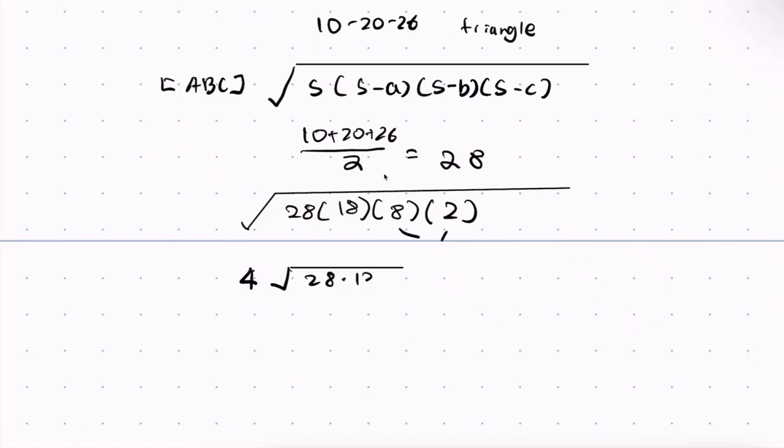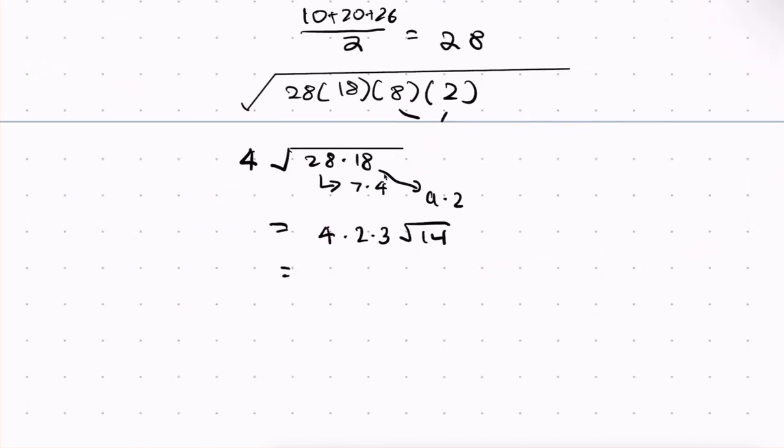28 times 18. And 28 is equal to 7 times 4, 18 is equal to 9 times 2, which gives us 4 times 2 times 3, the square root of 14, which is equal to 24 root 14. And that is our final answer. But by the answer extraction, we need to add both of them. So we get our answer of 24 plus 14 equals 38.